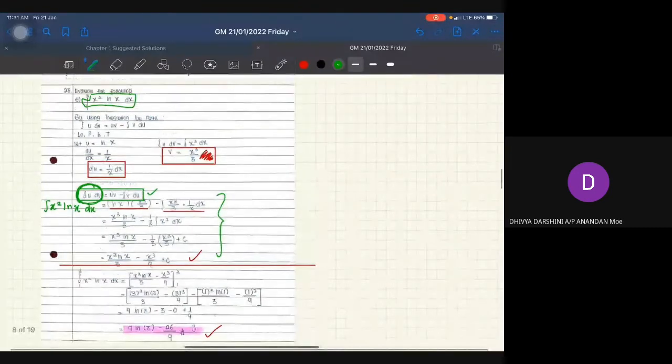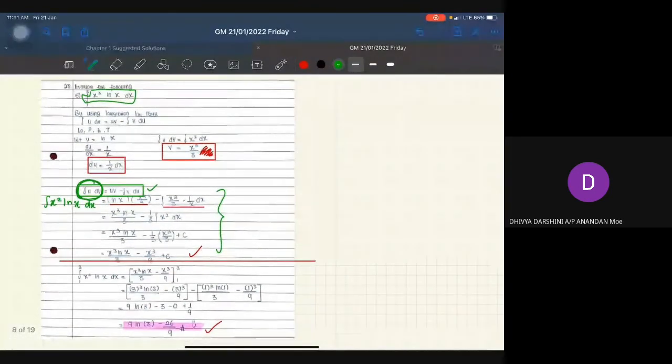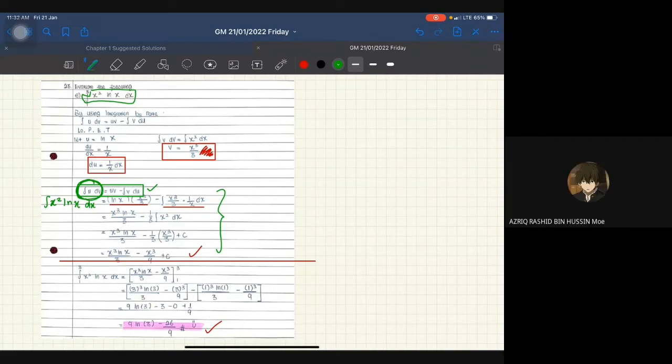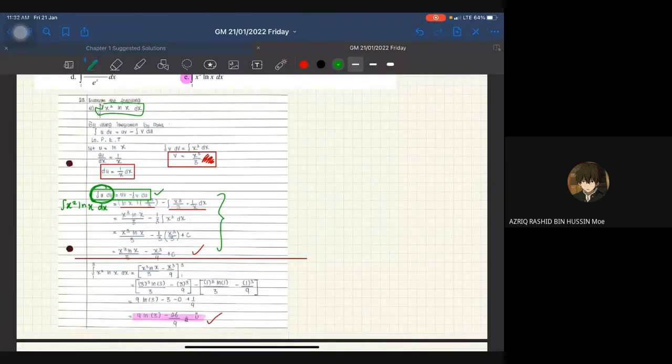Okay, so I think that's all for number 23E. Any question for this one? No questions? Semua orang okay? Okay. So ada berapa orang yang okay kat situ? Ada 4 orang je yang okay. Yang lain? Okay, Miss. Okay. Alright. Okay, good. Okay, so jom saya sambung.